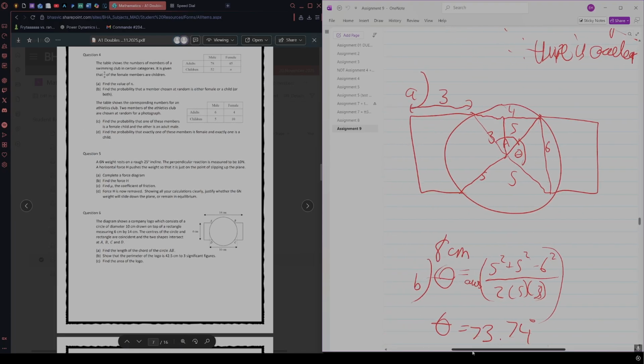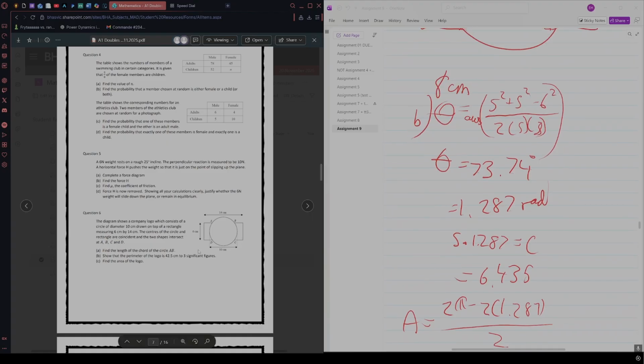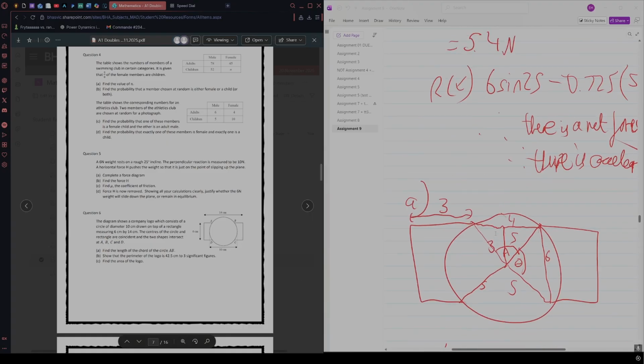Next question, we have this logo. I was kind of fried after doing the senior kangaroo with this question, because this is the question I started on after doing senior kangaroo, so my work might be a bit messy. But here I just used cosine rule, I think, to find the length of the chord AB.